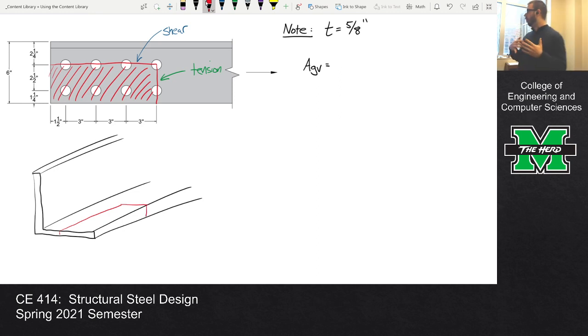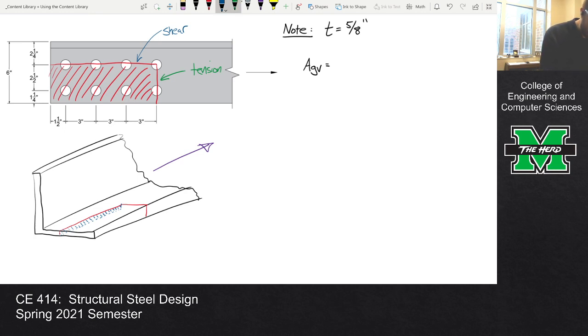Okay, and what I'm talking about as the gross area in shear is, keep in mind, okay, here's the angle, and I'm yanking on the angle like this, okay? So what path is experiencing shear? Well, it's going to kind of be this right here. That's the gross area in shear, okay?